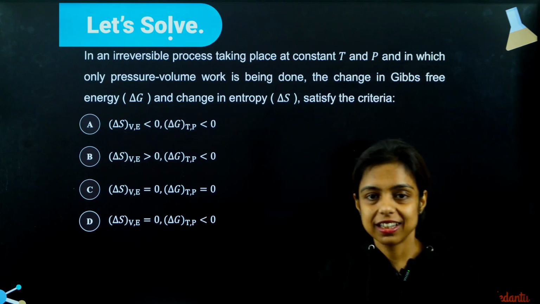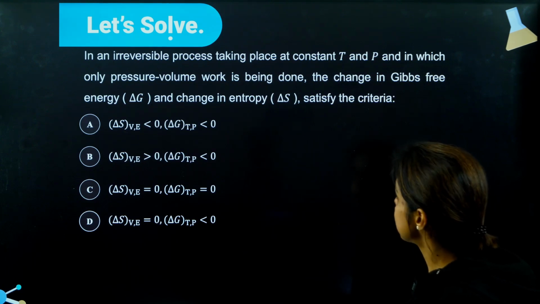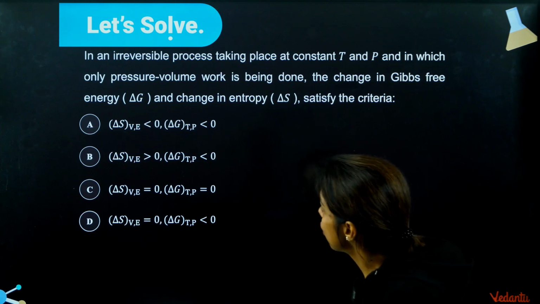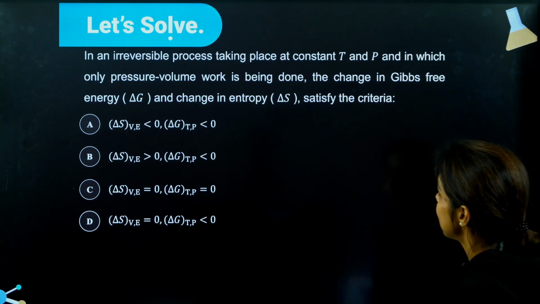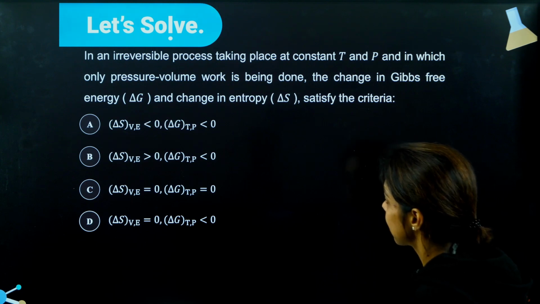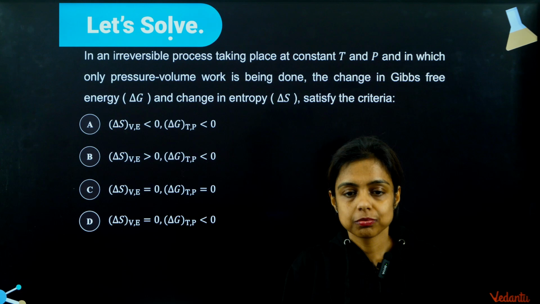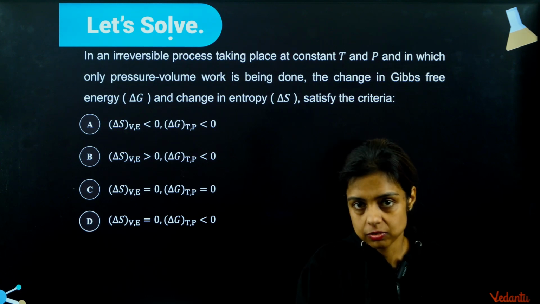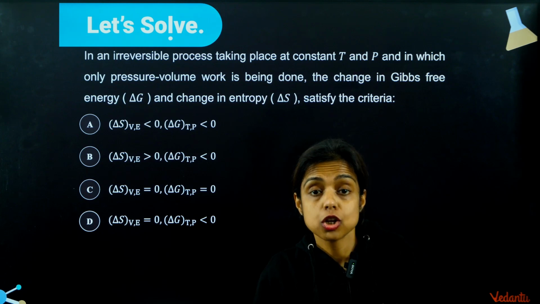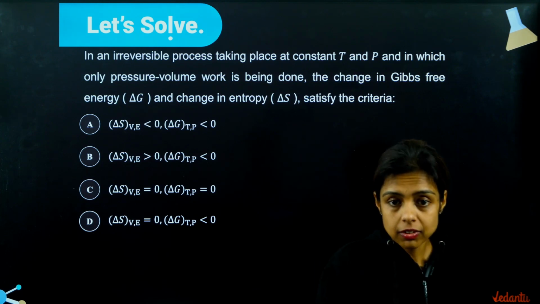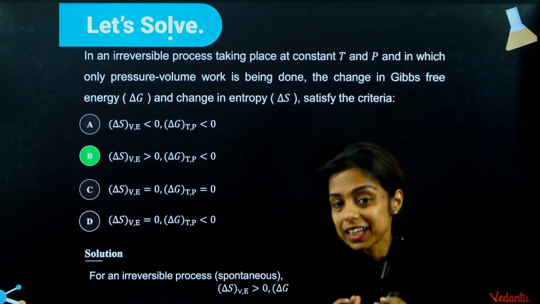Now let's check the next question. In a reversible process taking place at constant temperature and pressure in which only pressure-volume work is being done, the change in Gibbs free energy and the change in entropy satisfy the criteria. So of course, delta S should be positive for the reaction. Entropy should increase and Gibbs free energy should decrease, right? So delta G should be negative, whereas delta S should be positive. What is this, guys? Spontaneity.